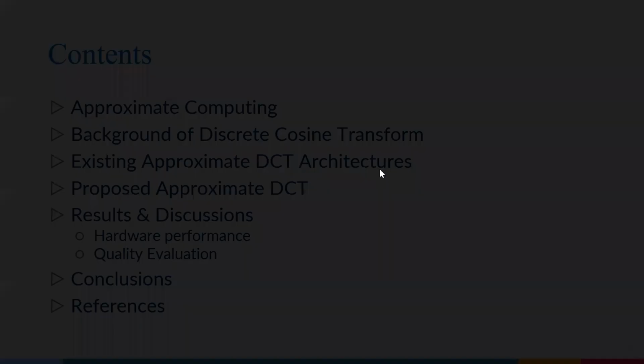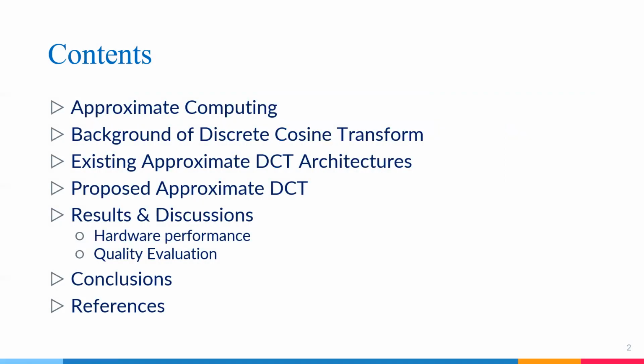Outline of my presentation goes like this: a brief overview of approximate computing and background of the discrete cosine transform, existing approximate DCT architectures, proposed approximate DCT results, followed by conclusions and references.